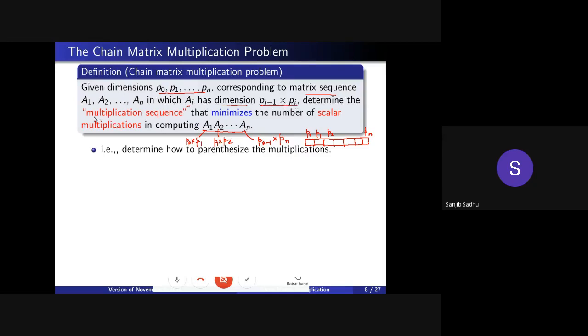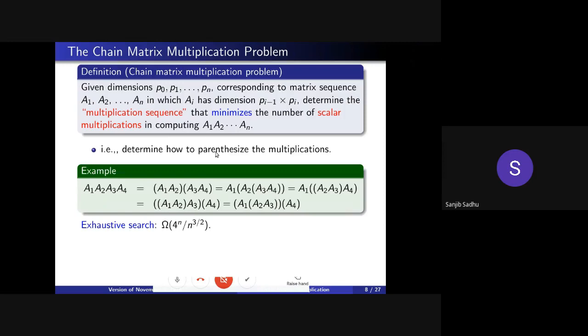Now you need to determine the multiplication sequence, in which order you should multiply these matrices, which matrices should be multiplied first, so that the number of scalar multiplications is minimized. Or in other words, in which order you should parenthesize the multiplications. Anyone can do these two first, or do it this way, or that way. So in which order should you multiply so that it needs minimum multiplications? You know this is the Catalan number of parenthesizings.